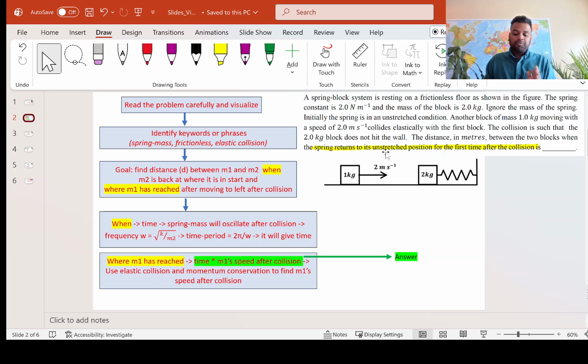The goal is to find the distance between 1 kilogram and 2 kilogram after 2 kilogram comes back to its original position after impact the first time, right? So the first thing you need to solve is when the spring will return to its unstretched position for the first time, and during that time where 1 kilogram has reached. So if you solve for when and where M1 is after that time, then you will get your answer. So this is how you plan, you strategize your thinking. You find out what you need to solve.